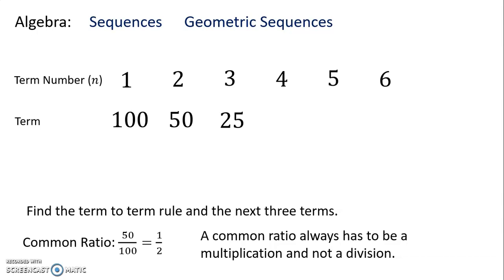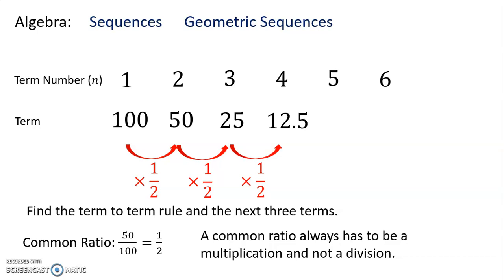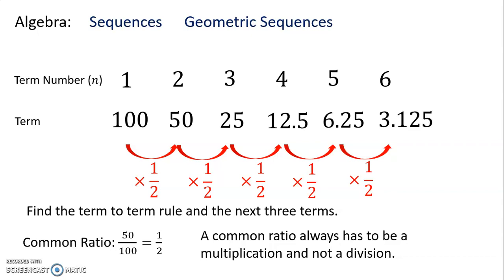So I've worked this out as 50 divided by 100. And if I think of it as a fraction here, I can simplify this fraction to be a half. And so I am multiplying by a half every time. And of course, that's the same as dividing by 2. Dividing by a number is the same as multiplying by its reciprocal. So multiply 25 by a half and I get 12.5. Multiply by a half again, 6.25. Multiply by a half again, 3.125.